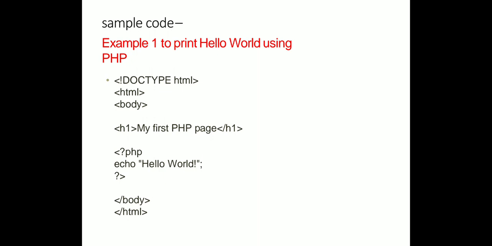Then we start the opening tag with the question mark and PHP, then echo in double quotes hello world, followed by a semicolon. Now we are closing the PHP script. Again we use the question mark and closing tag. Then we close the body and HTML. So this is the simplest program for printing hello world using PHP.